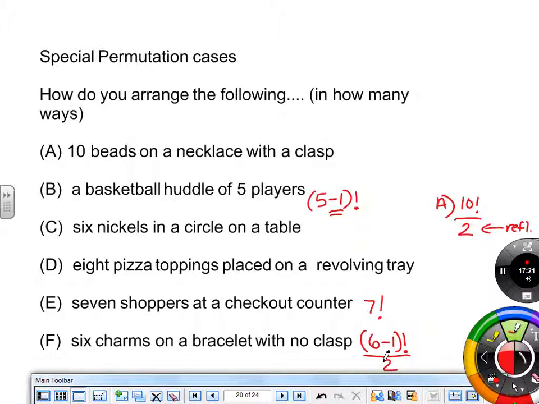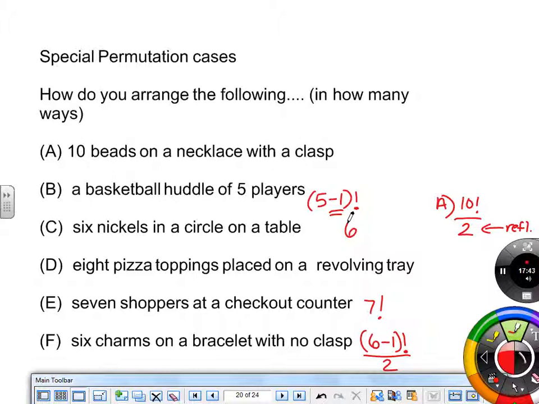Right. 6 nickels in a circle on a table. It's not infinity. Okay, it's not infinity. But it is 6 factorial times 2. Times 2? Why times 2? Because you can flip the nickels over and it'd be a different side. Okay, and it would be a different side. All that means is we don't divide it by 2. We don't reflect it. Okay?